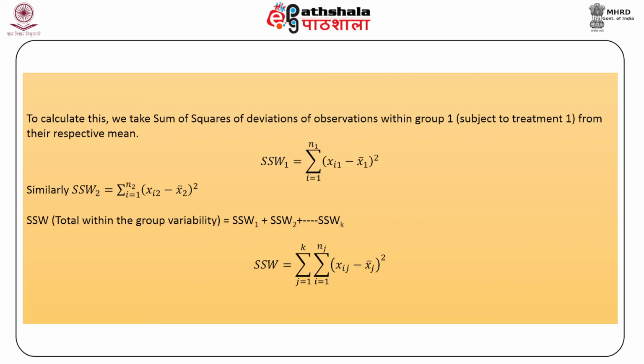So we can similarly define these within group sums of the squares for different treatments ranging from 1 to k. In this current example, we have k. If you add all of them, we get SSW, which is total within group variability, and is equal to SSW1 plus SSW2 plus so on up to SSWk. So we can write SSW equal to double summation again of xij minus xj bar whole square, where the summation ranges from i from 1 to nj and j ranges from 1 to k.